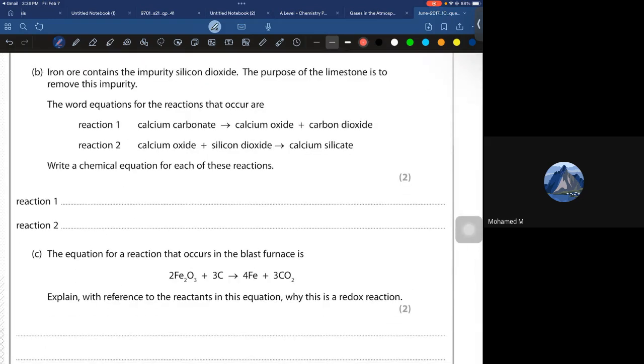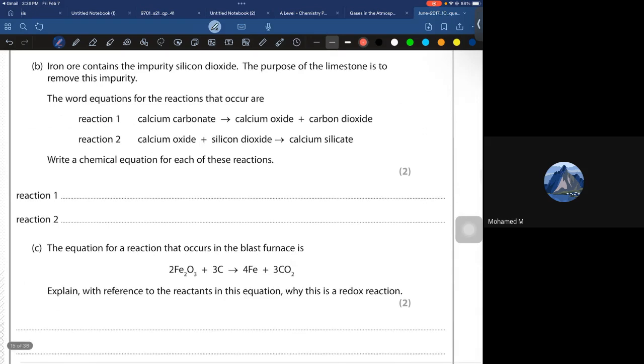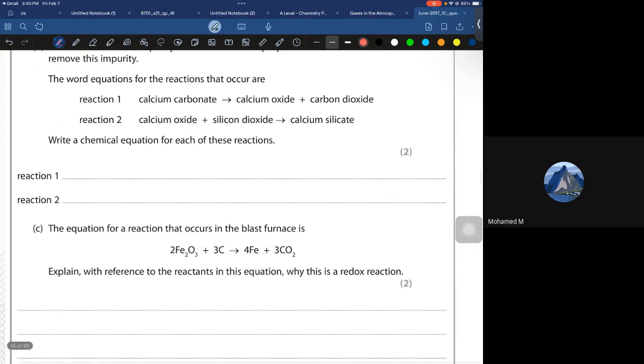Iron ore contains the impurity silica, silicon dioxide. The purpose of the limestone is to remove this impurity. The word equations for the reactions that occur are calcium carbonate gives calcium oxide plus CO2. Write a chemical equation for each of these reactions. They have told you all the things, you just need to write the formula. So equation 1 is saying that calcium carbonate, CaCO3, gives us calcium oxide, that is CaO, plus CO2.